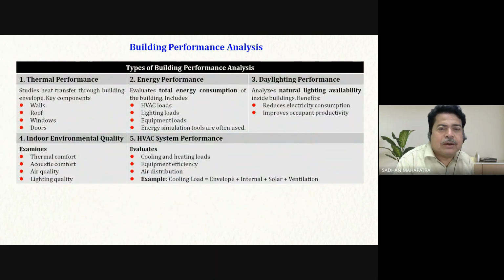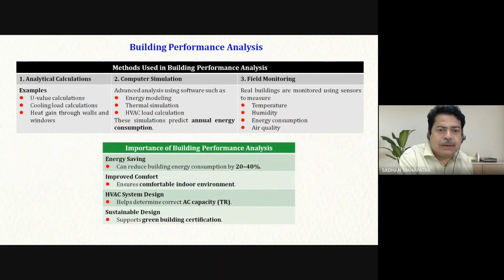So there are different types of analysis: thermal performance, like what we talked about there; energy performance, which evaluates the total energy consumption of the building, including the HVAC load, lighting load, and equipment load, and generally simulation tools are used. You can also have daylighting performance, which analyzes the natural lighting availability inside the building, which also helps us reduce electricity consumption and improves occupant productivity. We can also look at indoor environment quality or HVAC system performance. There are methods: analytical calculation, computer simulation, or field monitoring.